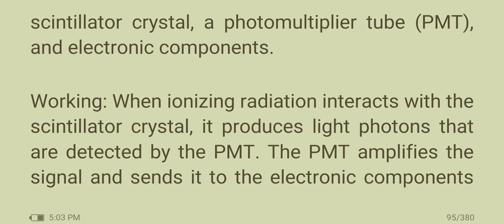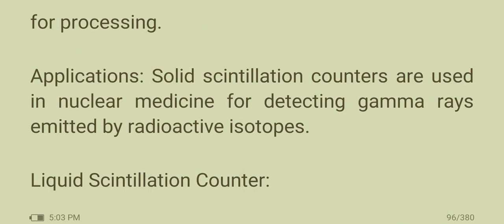Working: when ionizing radiation interacts with the scintillator crystal, it produces light photons that are detected by the photomultiplier tube. The photomultiplier tube amplifies the signal and sends it to the electronic components for processing. So, the photomultiplier tube is very important. Solid scintillation counters are used in nuclear medicine for detecting gamma rays emitted by radioactive isotopes.